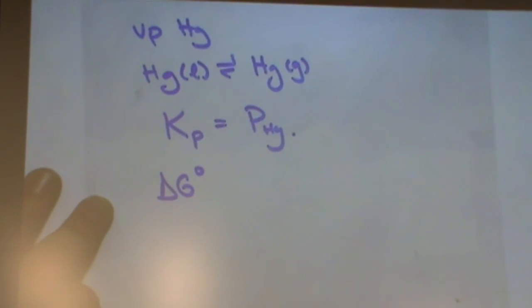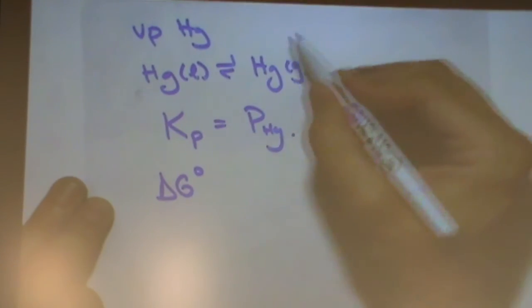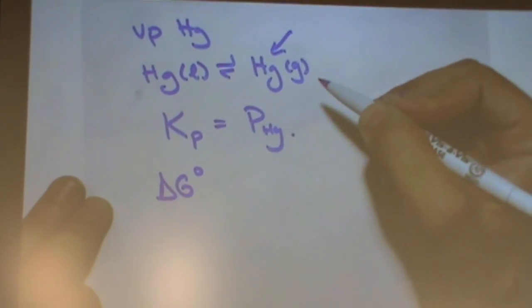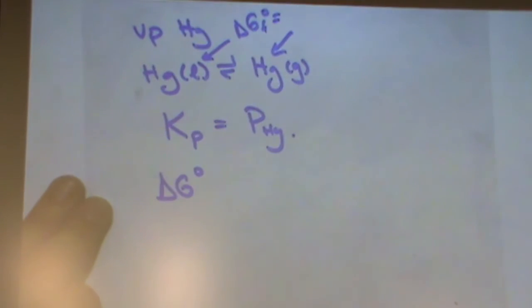All right, so how do you find K? You can either look it up. If you can't find it, which is quite possible, you can find the delta G of formation. So you find the delta G of formation of the vapor, and then what would be the delta G of formation for the liquid? Anybody? That's a number you should memorize. Delta G of formation for liquid mercury.